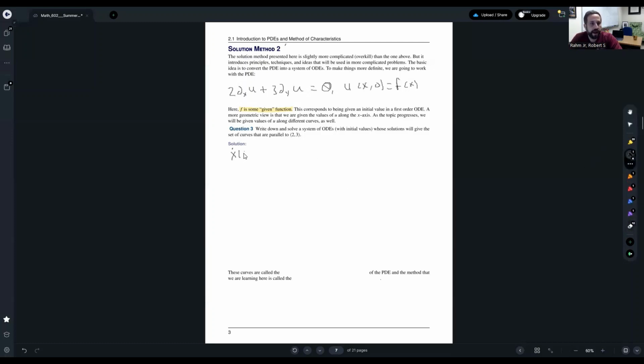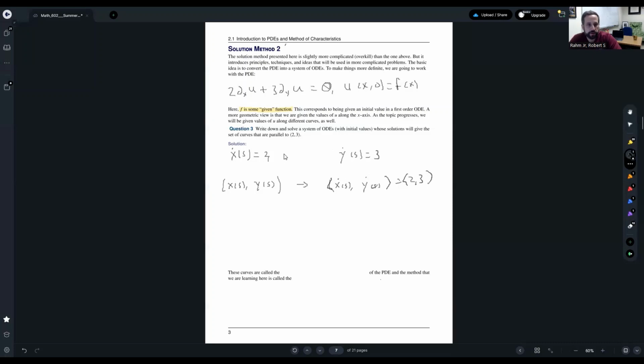x dot of s is equal to 2, and y dot of s is equal to 3. Because if I have some curve (x(s), y(s)), and it's parallel to the vector (2, 3), this means that the derivative vector (x dot of s, y dot of s) is equal to (2, 3). That's what we mean when we say the curve is parallel to this vector, that its tangent vector is equal to (2, 3).